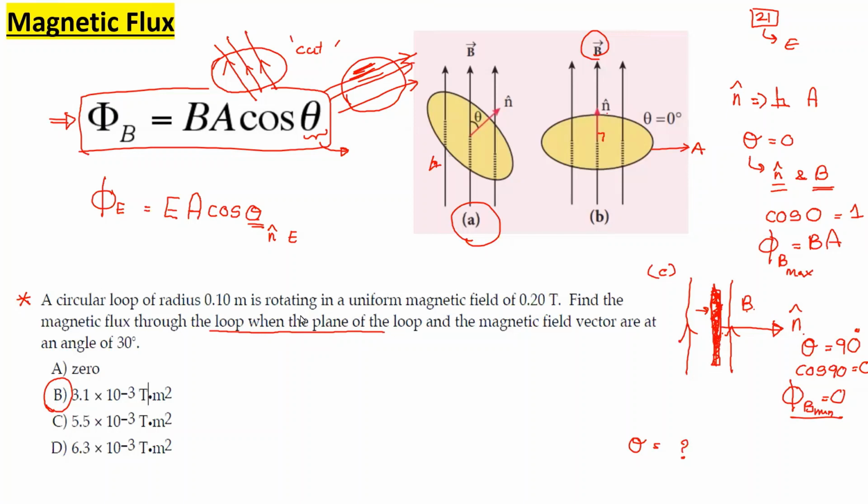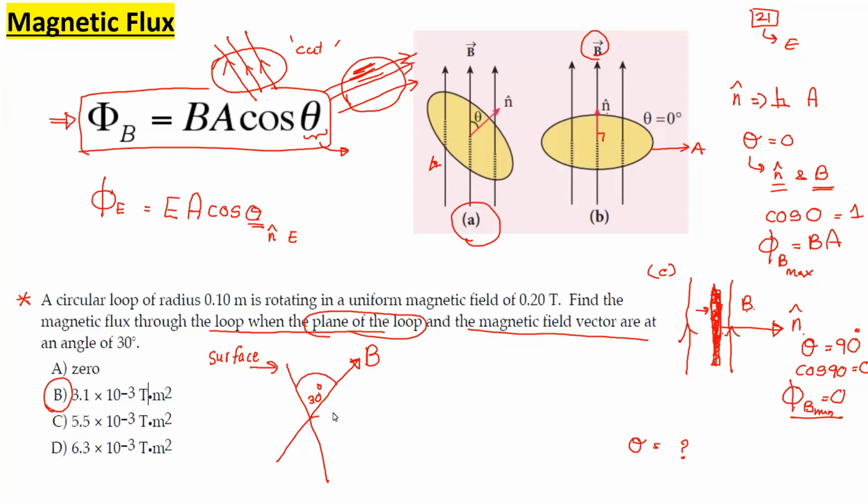If you read this question, they are saying find the magnetic flux through the loop when the plane of the loop and the magnetic field are at an angle of 30. So they are talking about the plane of the loop. In other words, they are talking about the surface, right? So if this is your surface and I'm drawing a side view, B field, this is the surface of the loop. They have given this angle, right?